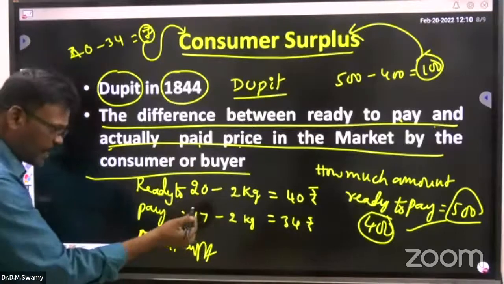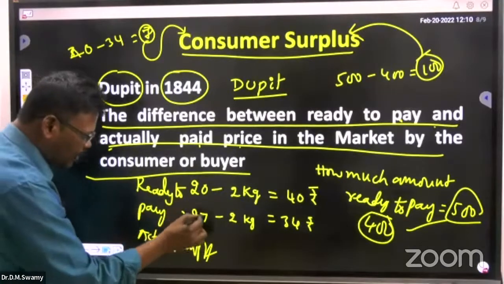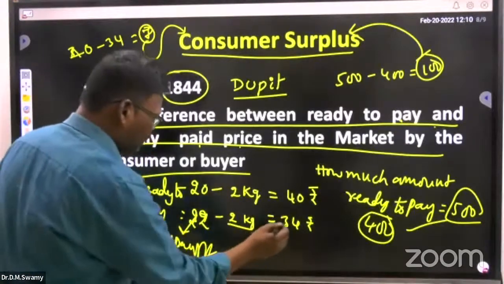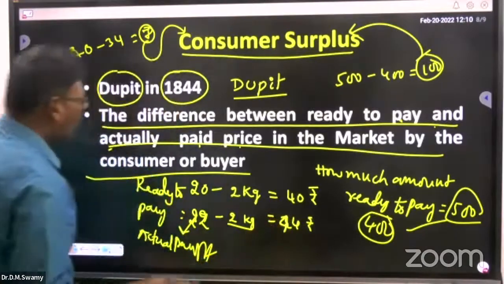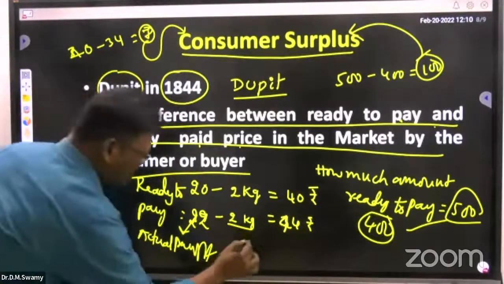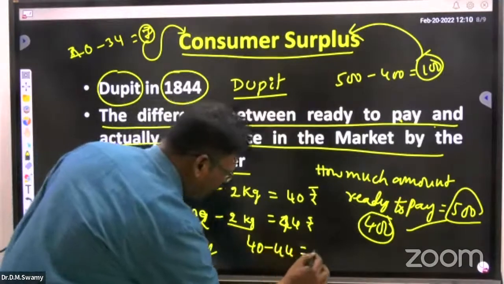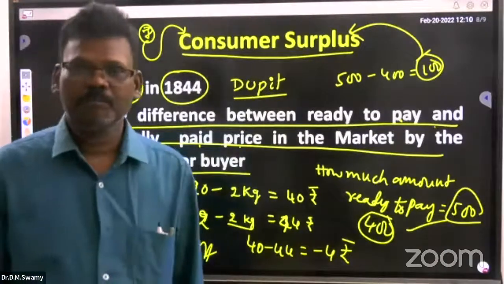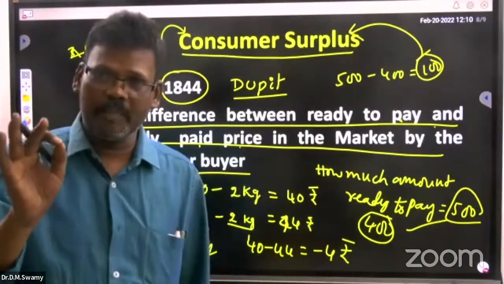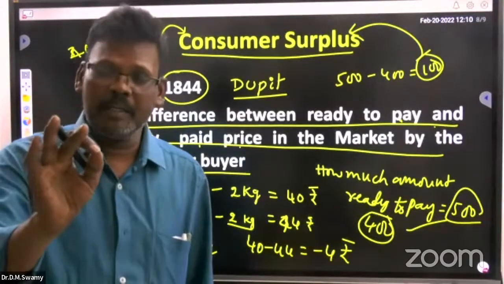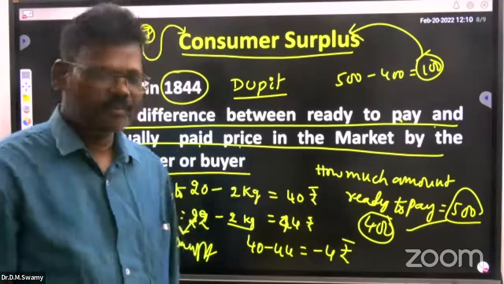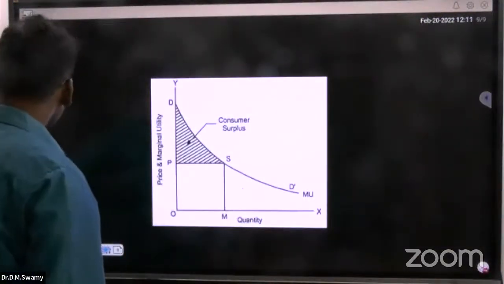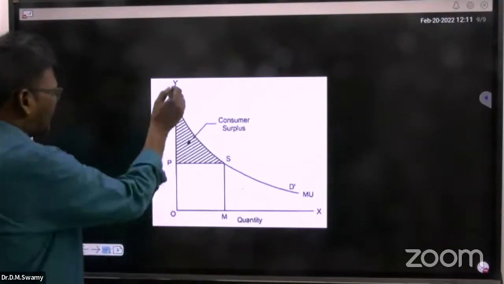If in the market each kg of tomato price is, for example, 22 rupees, to purchase 2 kgs, how much amount are you paying? 44 rupees. Your consumer surplus is 40 minus 44, which is equal to minus 4. The consumer surplus is nothing but the ready to pay minus actual payment. So that's why this consumer surplus diagram we can explain like this.